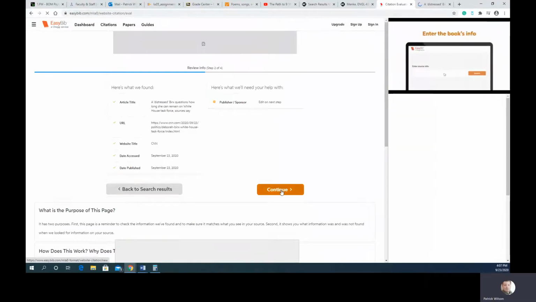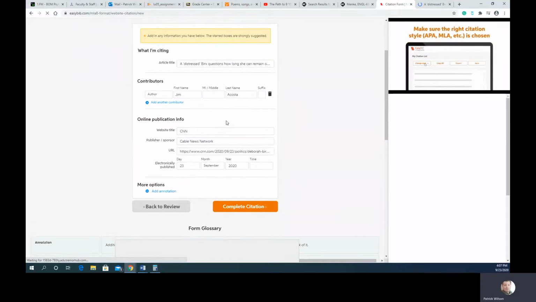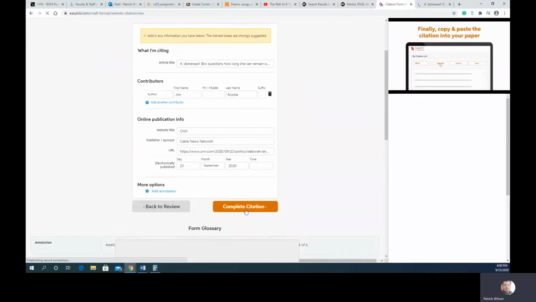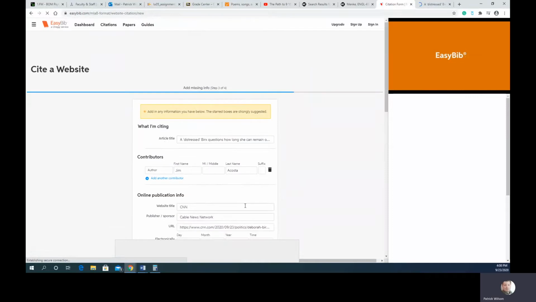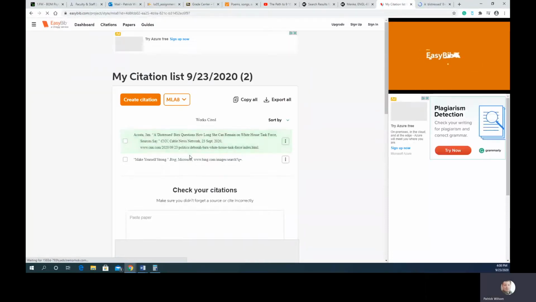So I'm going to go ahead and hit continue. And if you look, it pretty much did everything for me. Now, depending on where you're getting that, you may have to switch out and add in some things on your own. Otherwise, it should be able to pick stuff up for you. Then you just want to go down here where it says complete citation. Go ahead and complete it, and it's going to give you a citation.